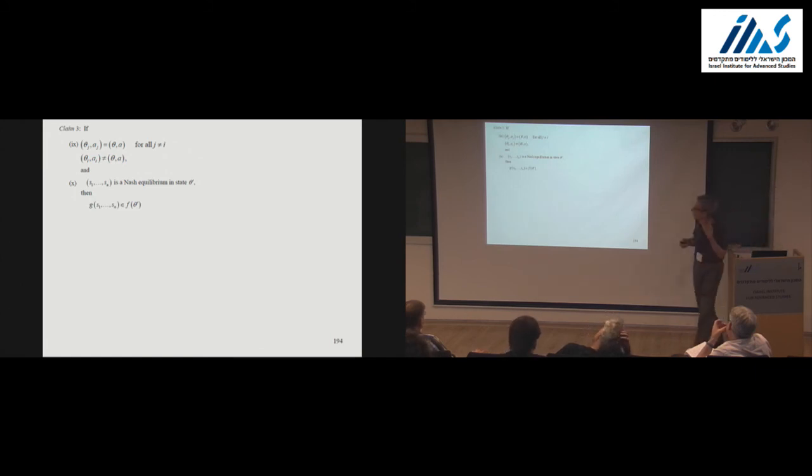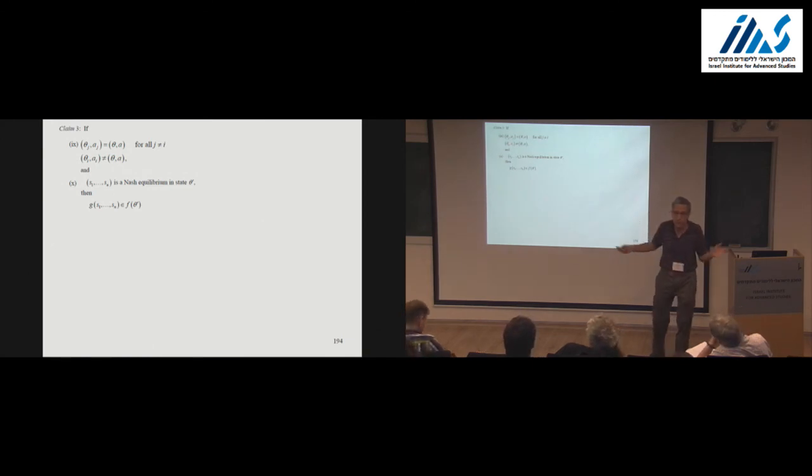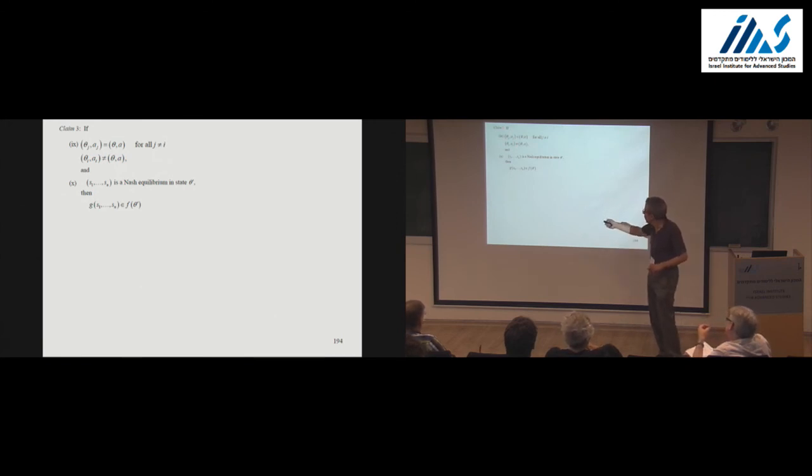Well, suppose that this is a Nash equilibrium. We want to make sure that all Nash equilibria are optimal. So suppose that this is a Nash equilibrium. We have to show that the outcome is optimal with respect to the true preferences, the true states, theta prime.